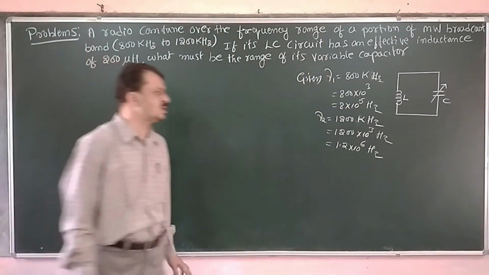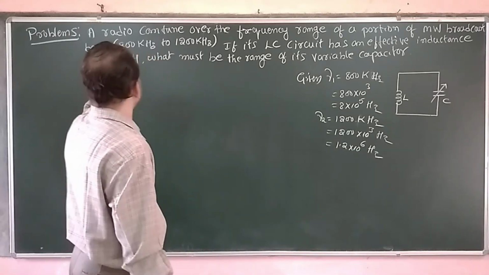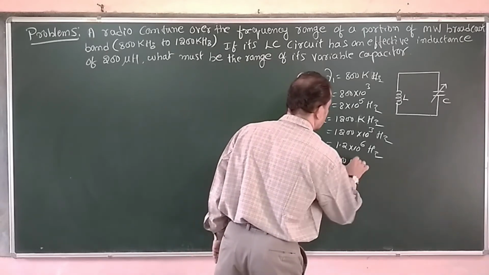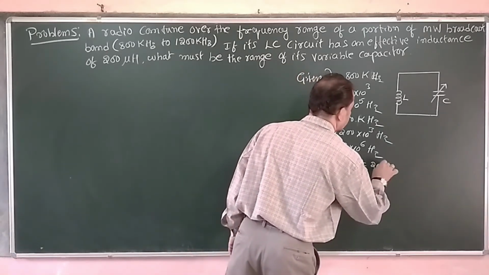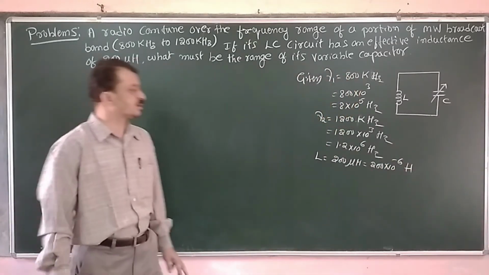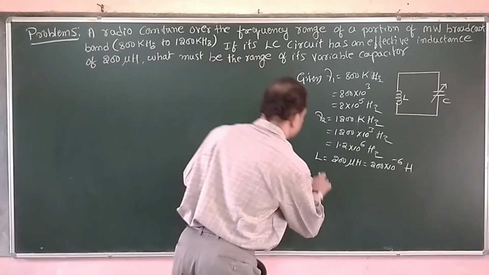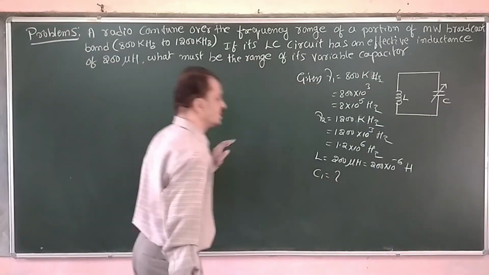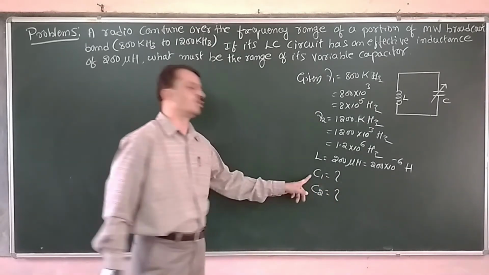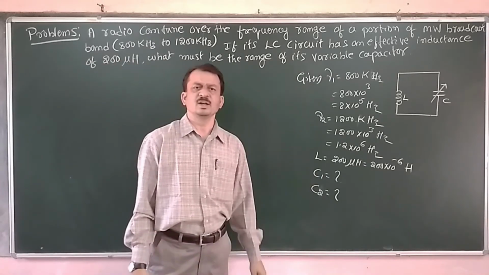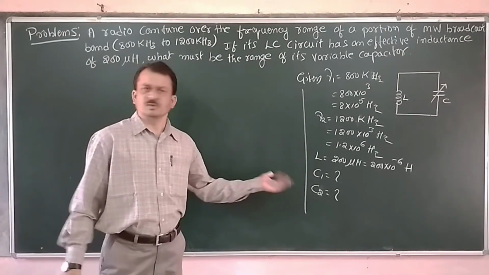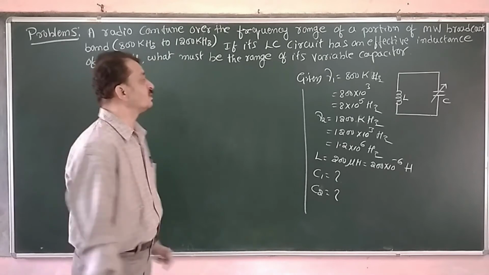1.2 into 10 to the power of 6 hertz. And the value of the inductor is given, L is equal to 200 microhenry, that is 200 into 10 to the power of minus 6 Henry. Now we have to calculate the initial capacitance C1 and the second end limit of the capacitor, that is the lower limit and the upper limit of the capacitor, that we have to work out. For that we are using the formula of resonance frequency.